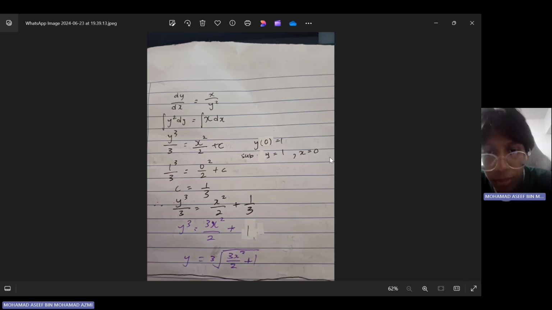To find the constant, we sub in y equals 1 and x equals 0 into the equation, which gives us 1 over 3. From this, we multiply the whole equation by 3, and then we cube root it so as to get y.